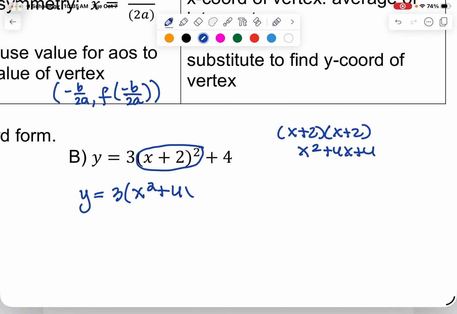And then plus 4, don't forget that. This is still not expanded form yet, this is still not standard form yet. I've got to distribute my 3 and then combine the 4 with its like term. So we have 3x squared plus 12x plus 12 plus 4. So then our final answer is y equals 3x squared plus 12x plus 16.